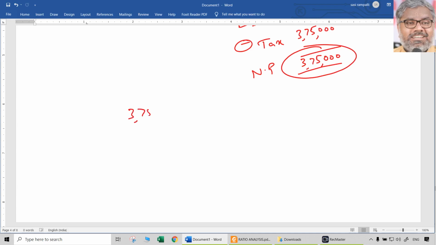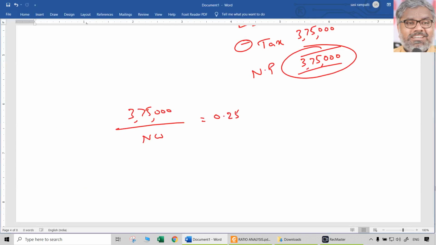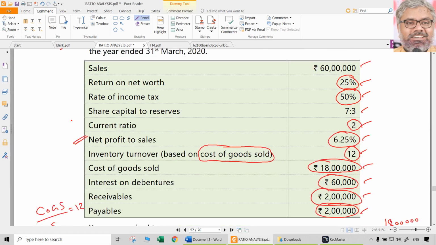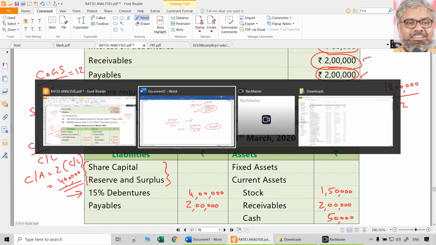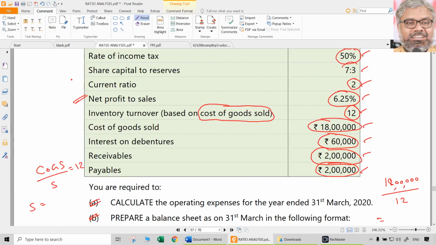So 3,75,000 divided by net worth, whatever it is. 25%, means 0.25. That means how much is net worth? 3,75,000 divided by 0.25. 25% decimals wise, it is 0.25. So 375 divided by 0.25, that will be 15 lakhs. So for sure, the total of this share capital and reserves and surplus, the total of them is 15 lakhs. That is clear. But in between them, how much they are, that we don't know. For that purpose, this is useful.